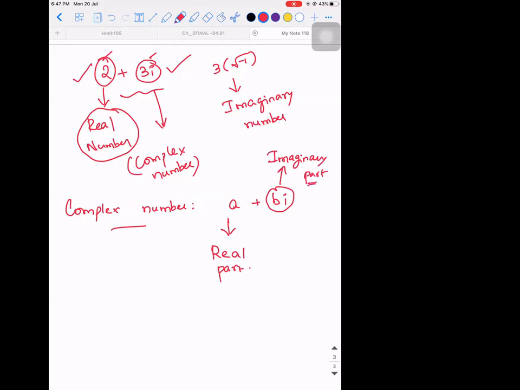Why is it the imaginary part? Because i is nothing but the root of minus 1, which means there is no real solution existing. Okay, so is it the standard form, sir? Is it the standard form?